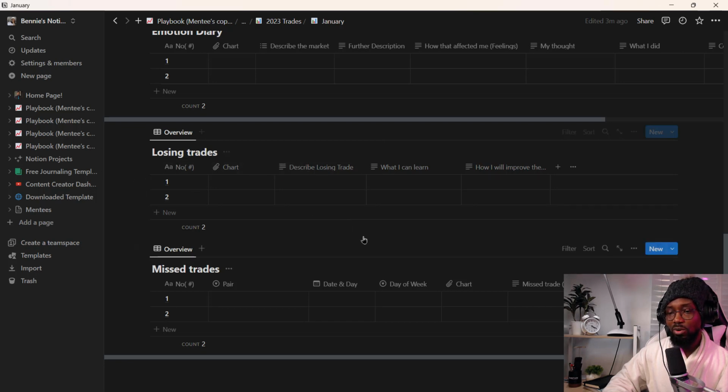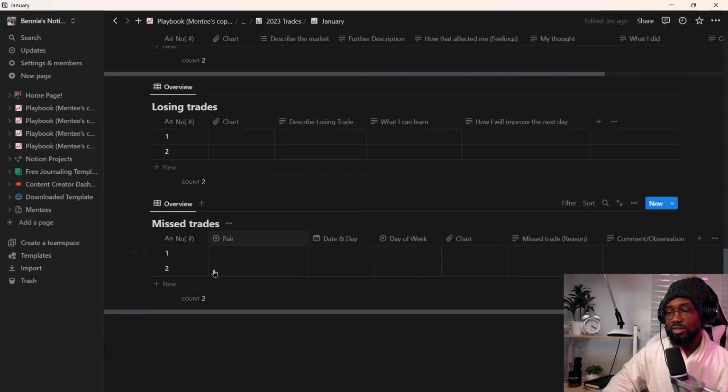If you can remove all the negatives in your MT5, I'm sure that you will be very much higher in profit. So you're looking to improve on your good trades, and as well looking to work on your bad trades. For your losing trade, you take a picture and describe the losing trade. If you cannot take a picture, you ask yourself, what can I learn, and how can I improve the next day?